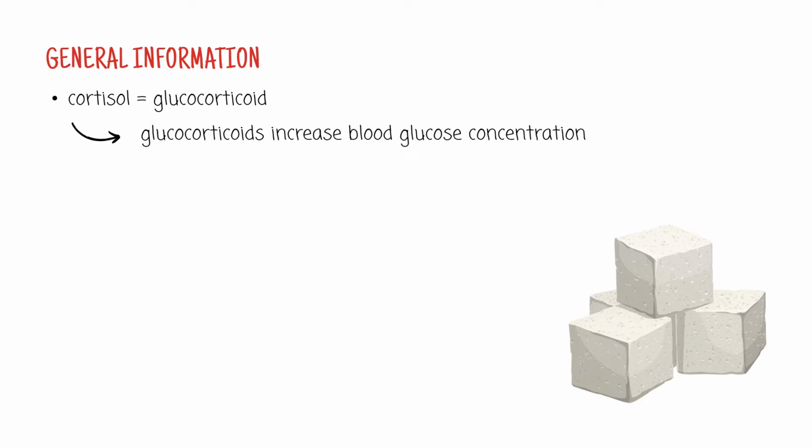Glucocorticoids are hormones that increase glucose concentration in blood, which, as you will see in a few seconds, is exactly what cortisol does. Okay, now we know how to classify cortisol, and we also know where it's secreted, so let's look at the most important thing, and that's what cortisol does.